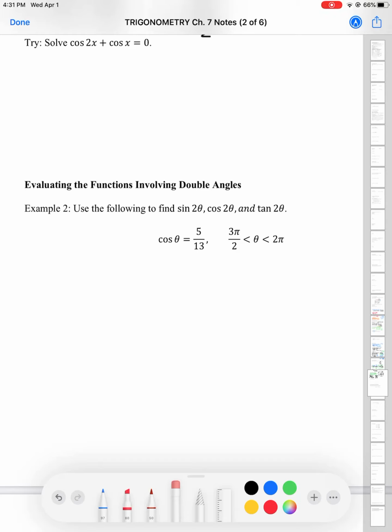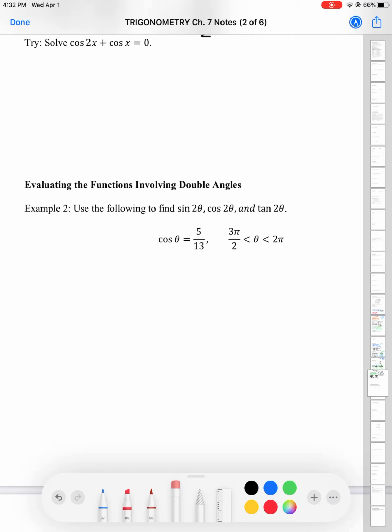Alrighty guys, so we're going to continue with 7.5. After this try problem, we're evaluating the functions involving double angles. So we're using the following to find sine 2 theta, cosine 2 theta, and tangent 2 theta.